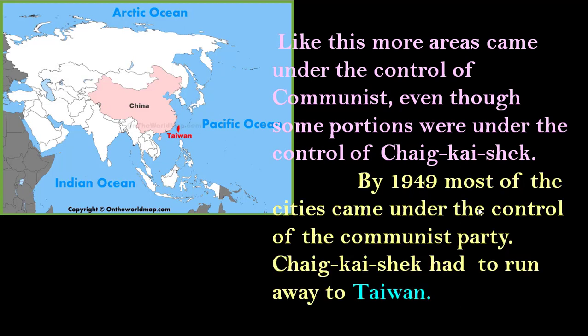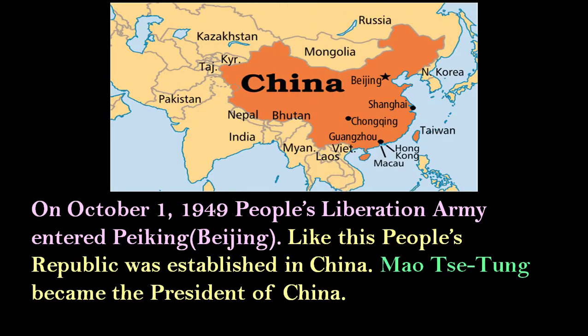By 1949, most of the cities came under the control of the Communist Party. Chiang Kai-shek had to run away to Taiwan. On October 1st, 1949, the People's Liberation Army entered Peking, which means Beijing. Like this, the People's Republic was established in China. Mao Zedong became the president of China.